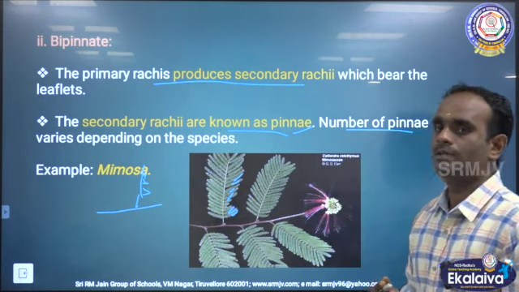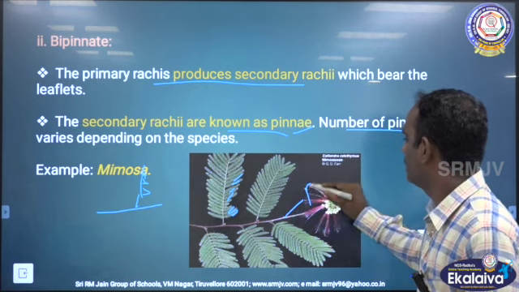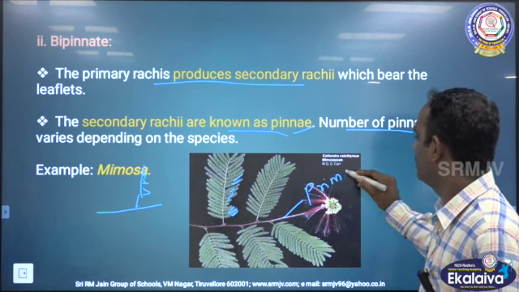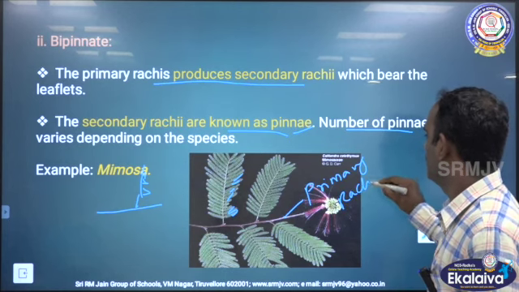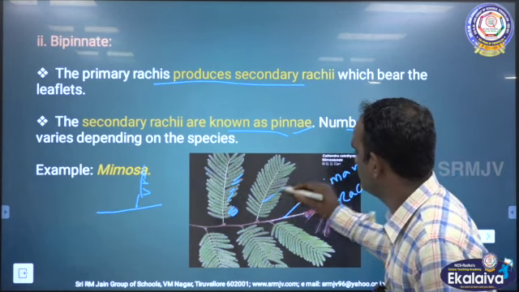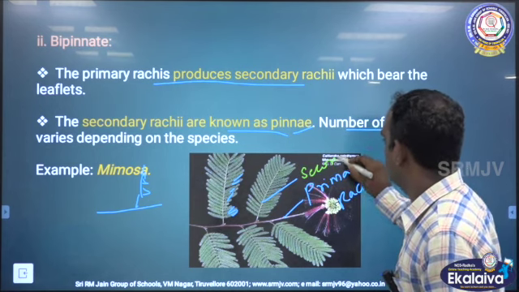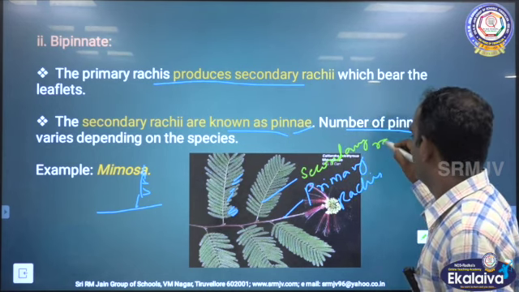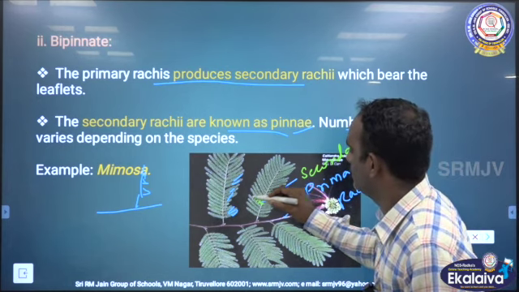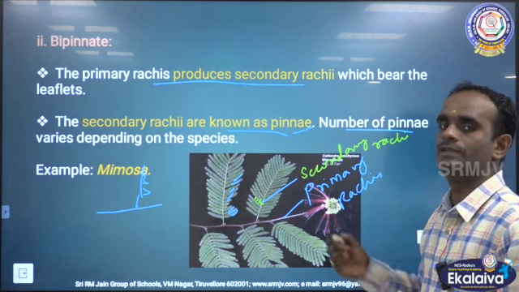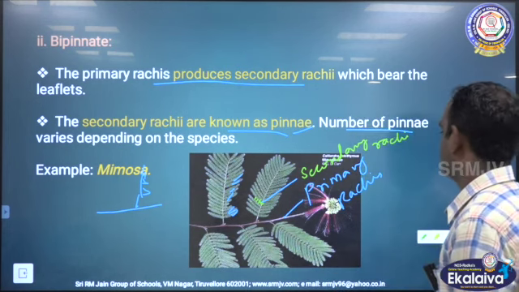Example, Mimosa pudica. See the picture of Mimosa pudica. This is the primary rachis and this is the secondary rachis. On that secondary rachis, leaflets arise. Okay. See, it is seen in the Mimosa pudica.